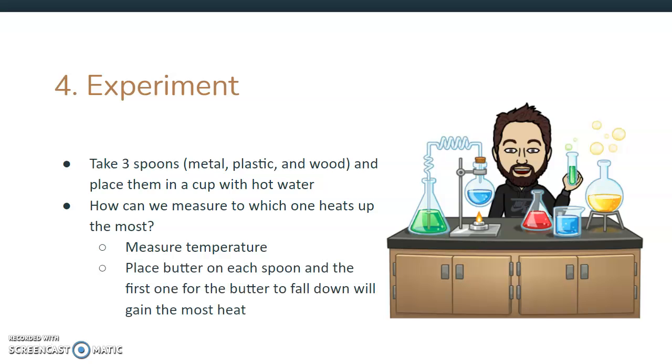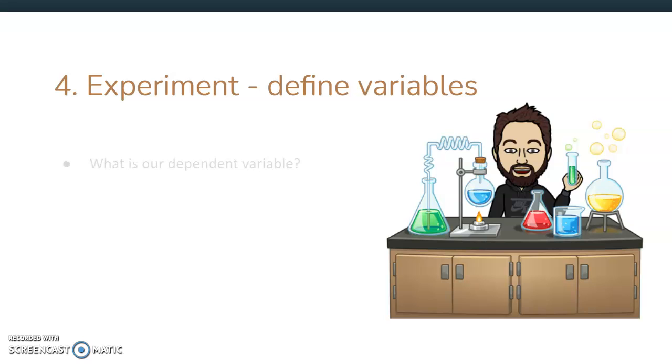Another way we could do it that's a little bit more visual is we could place a little bit of butter on each spoon, and then the first one for the butter to melt and slide down has gained the heat the fastest. So that's the one that we're going to test and use today. I don't love this way to do it, but it's the way the video I found does it, so we're going to do it that way.